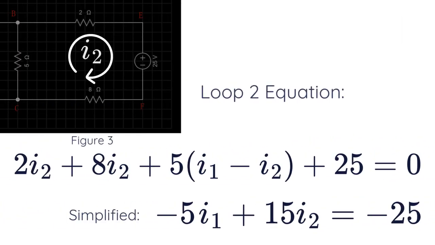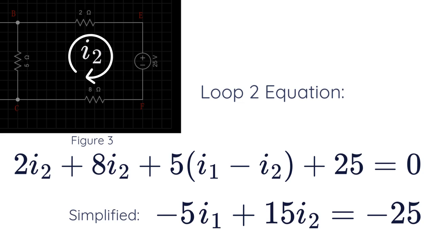Similarly, for the loop BEFCB, loop 2 is passing through 2, 8, and 5 ohm resistors, and it touches the positive terminal of the battery of 25 volts. The 5 ohm resistor is common to loop currents I1 and I2. For loop 2, the current I1 in the 5 ohm resistor is opposite to the I2 current.